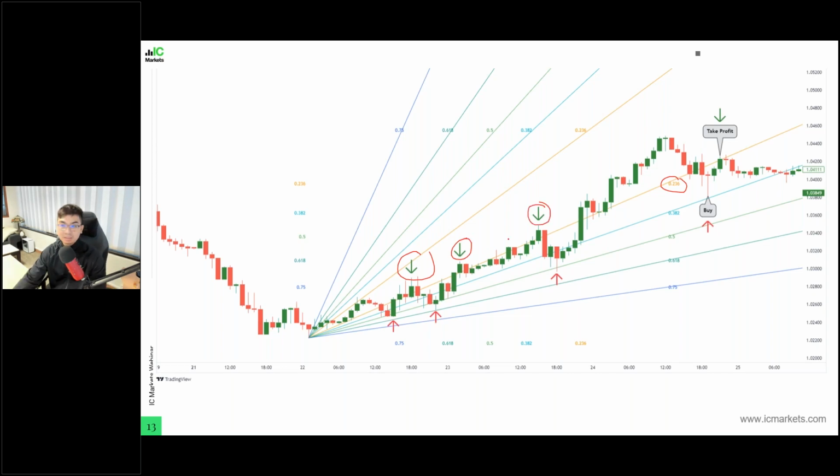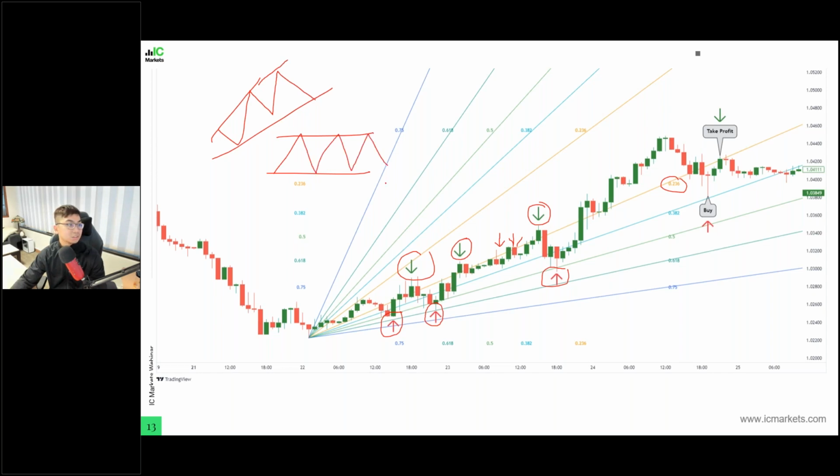It makes sense. There are actually many times it did respect, but if I draw too many lines, it looks very, very messy. It's also respecting the 50% line. So you can actually use these areas as a take profit area, take profit target. As I mentioned earlier on, it looks like a consolidation zone, so you can trade from the top of the consolidation to the bottom of the consolidation.